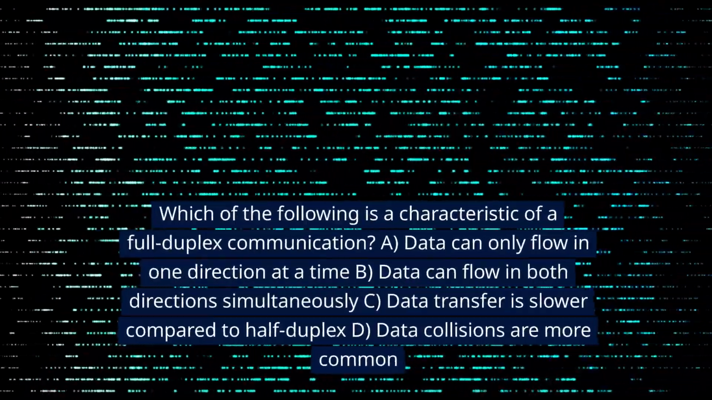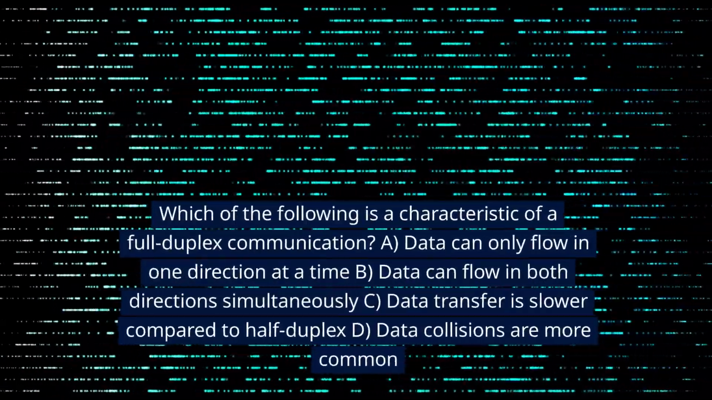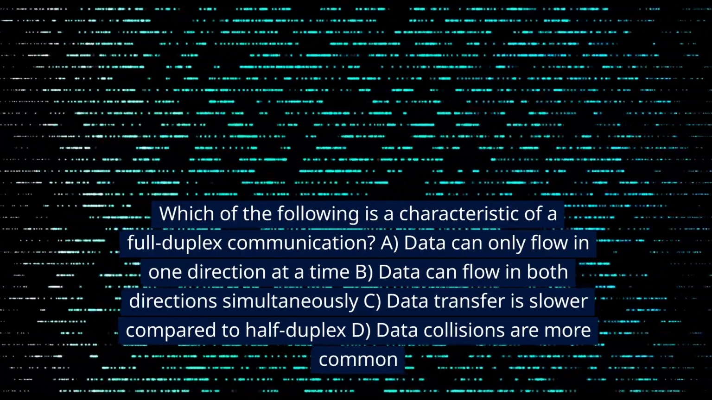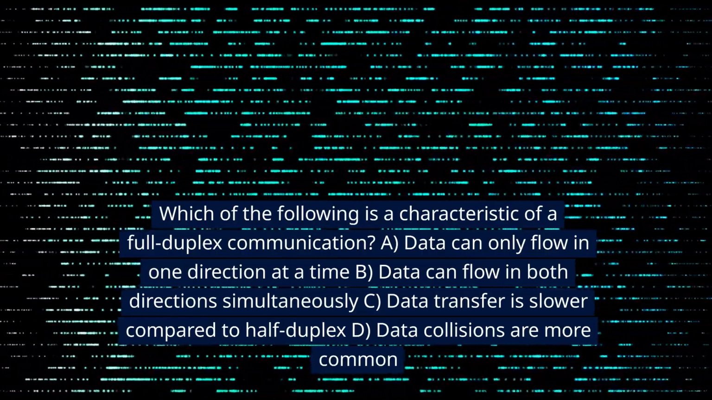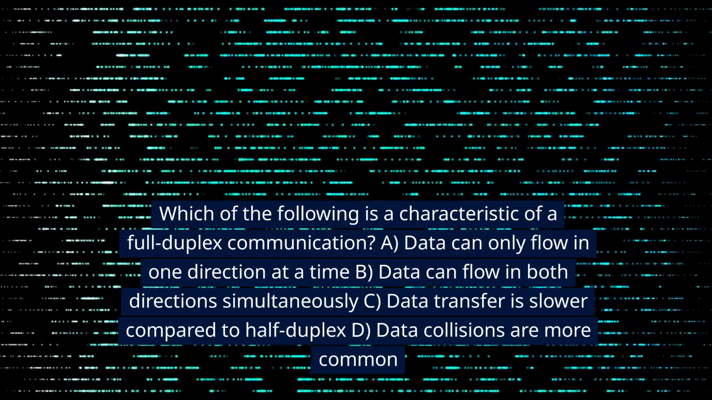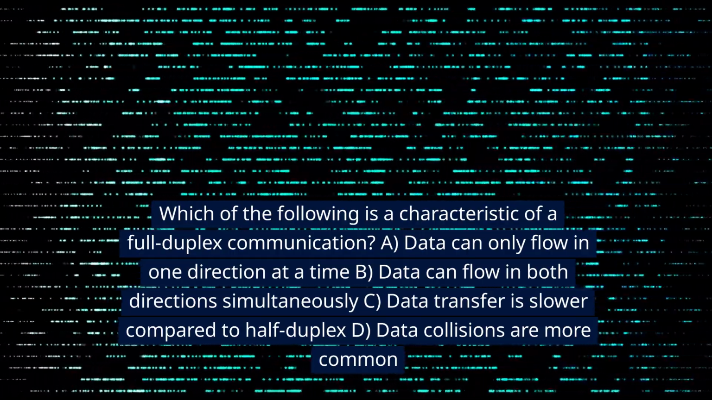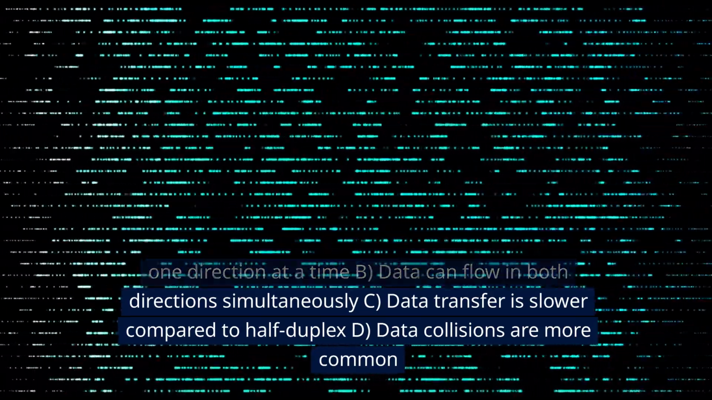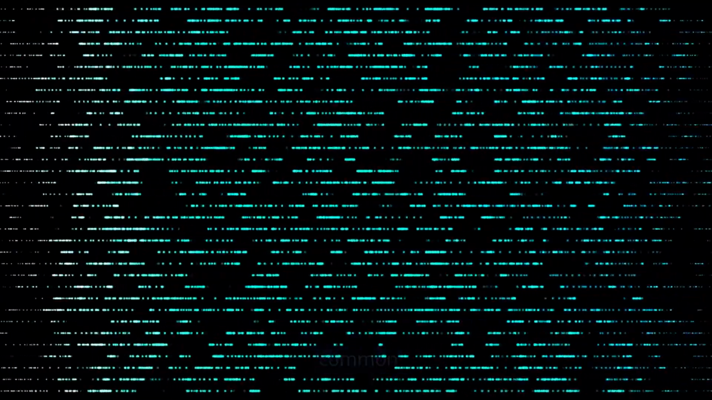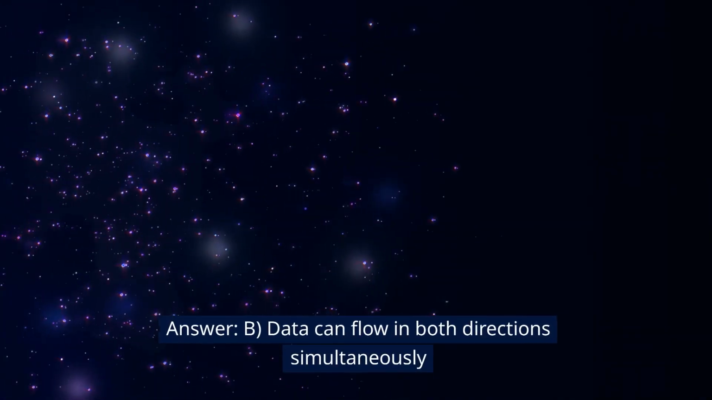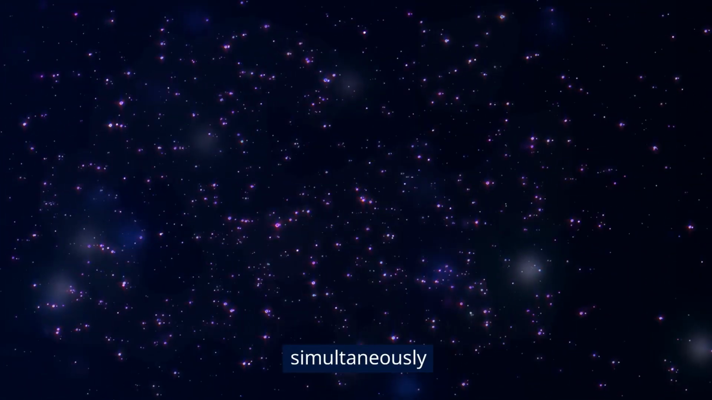Which of the following is a characteristic of full duplex communication? A. Data can only flow in one direction at a time. B. Data can flow in both directions simultaneously. C. Data transfer is slower compared to half duplex. D. Data collisions are more common. Answer: B. Data can flow in both directions simultaneously.